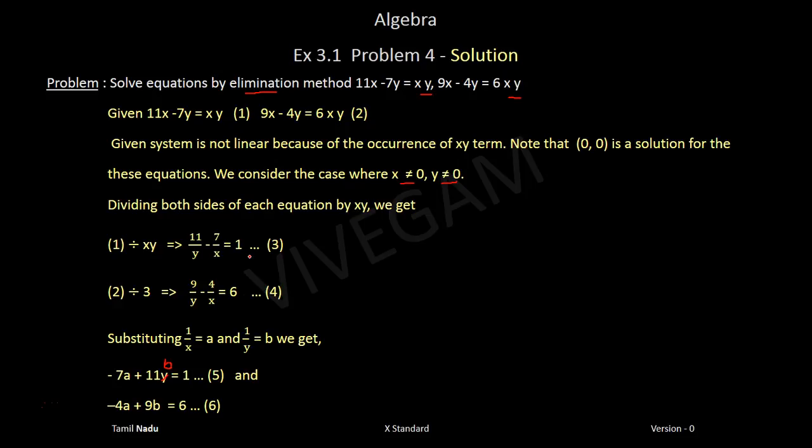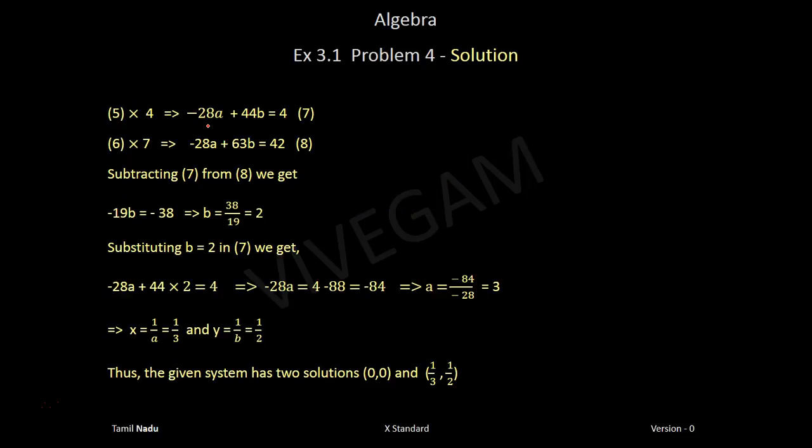How will we solve? We have already been told that it has to be by elimination method. You can do by substitution method, elimination or cross multiplication, but since they are saying it is elimination, we'll have to eliminate a or b. It is easier to eliminate a. The coefficient of a in one equation has to multiply the other equation. So you multiply equation 6 with 7 and equation 5 with 4. So what will happen? When you multiply both sides by 4, you will get minus 28a plus 44b equal to 4.